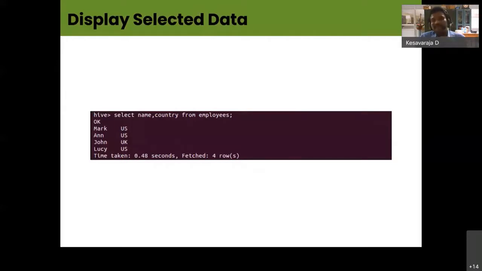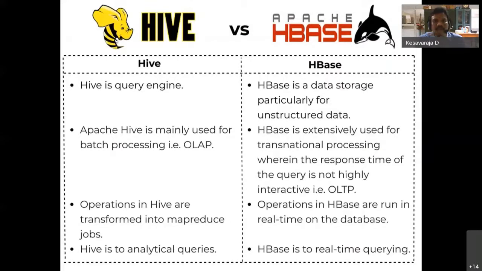Now the third excellent tool is named HBase. Hive and HBase are both Apache Foundation projects. Hive is a query engine; HBase is a data storage, particularly for unstructured data. Please listen carefully: Hive is a query engine developed by Facebook, but HBase is a data storage managed particularly for unstructured data.